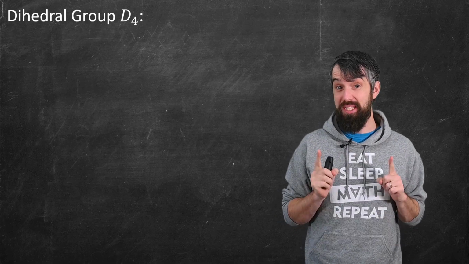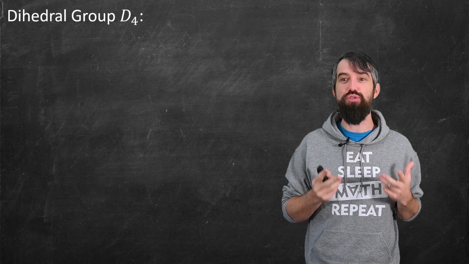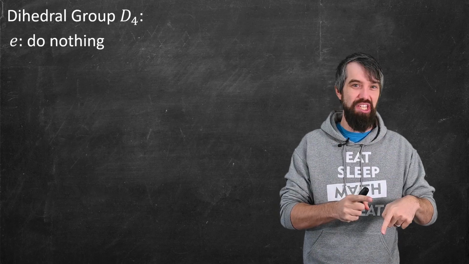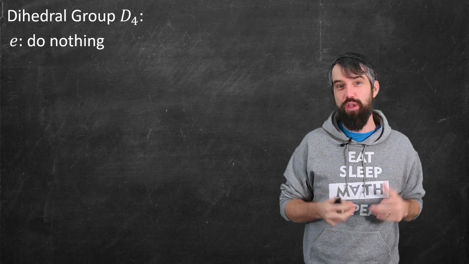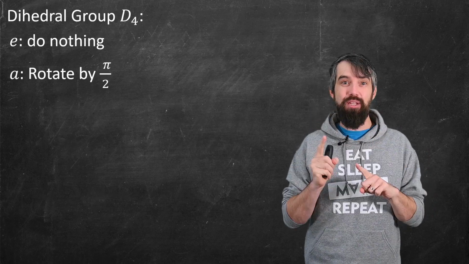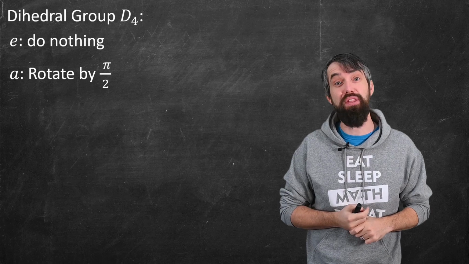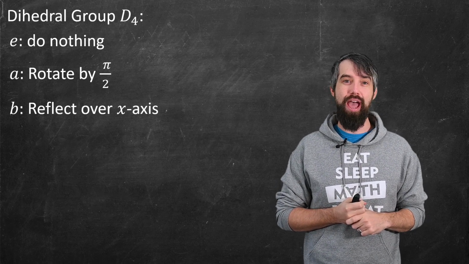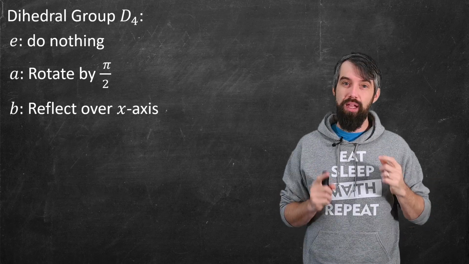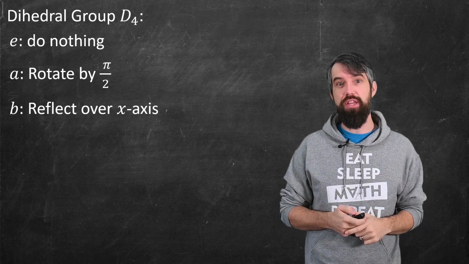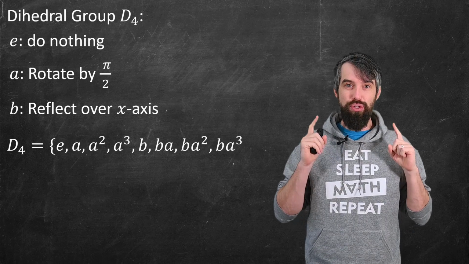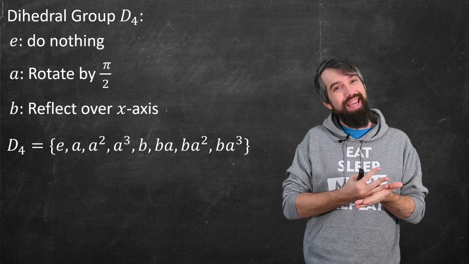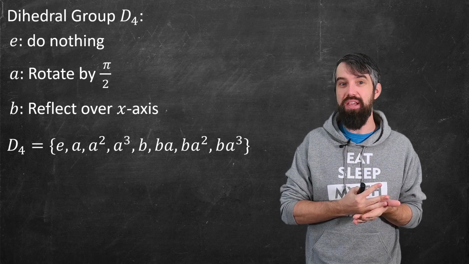Let me be a bit more specific about what's going on with this dihedral group. Well, what I'm going to do is define E to be the thing that just does nothing, just leaves your object exactly where it is. I'm going to define A to be a rotation by pi/2. Specifically, I'll do a counterclockwise rotation. And then for B, I'm going to denote that reflecting over the x-axis. So my preferred way to write down the dihedral group is actually the following. I like to list it as 8 elements. E, A, A squared, A cubed, B, BA, BA squared, and BA cubed.